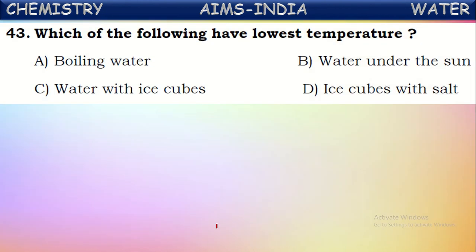Right, next one. Which of the following has the lowest temperature? We can say ice cubes. Ice cubes will have a temperature below 0 degrees Celsius generally. But if some rock salt is added to the ice cubes, then the temperature will be reduced to very low temperatures. That's why the mixture of ice cubes with salt is often used as a freezing mixture. So it creates a very low temperature. So the mixture of ice cubes with common rock salt will have a very low temperature.